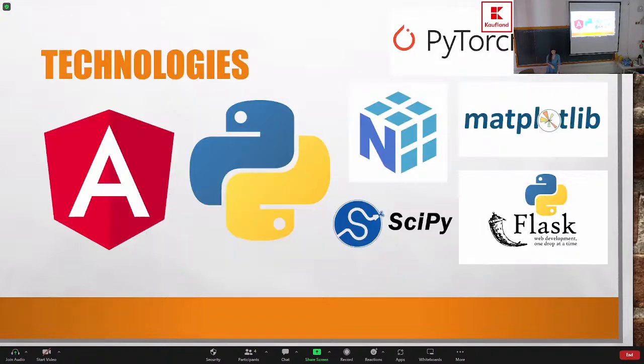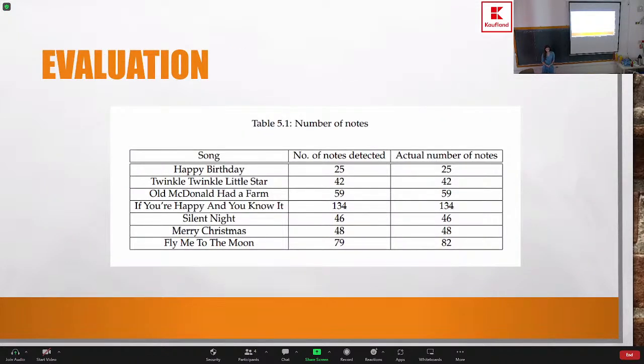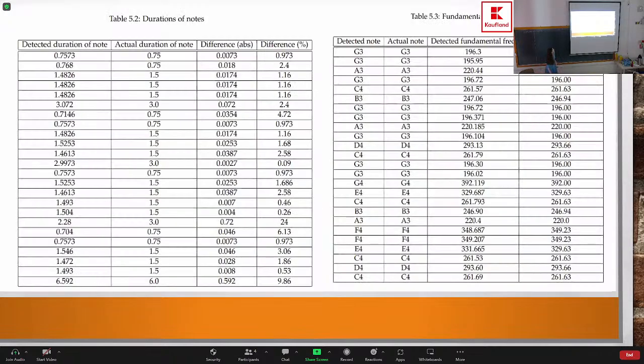Here are the technologies we used and the evaluation. Here we test the note interval algorithm. We have one case where the number of notes detected is smaller than the actual number of notes, because the length between two notes is below the threshold and too small to be taken into consideration, so the algorithm takes it as being only one. Here is the evaluation of the duration of the notes and the fundamental frequency. We also computed the differences and the percentages, and if you look closer, the differences are quite small.